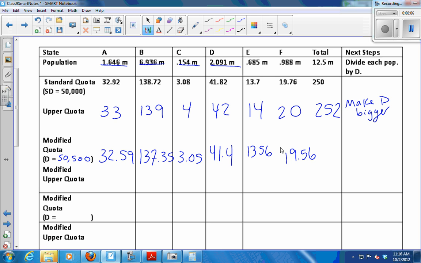Okay, so now I have to round these all up. So I get 33, 138, 4, 42, 14, 20. 33 stayed the same. This one I lost one. It went from 139 to 138. All the rest of them stayed the same. So I'm going to be at 251. Still too big, right? Still too many. So I'm going to make D bigger.